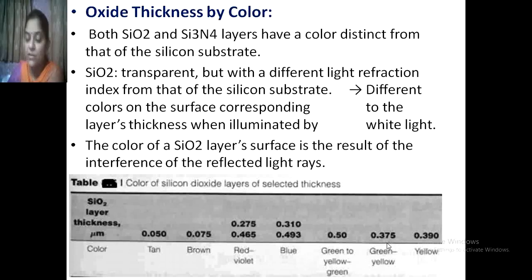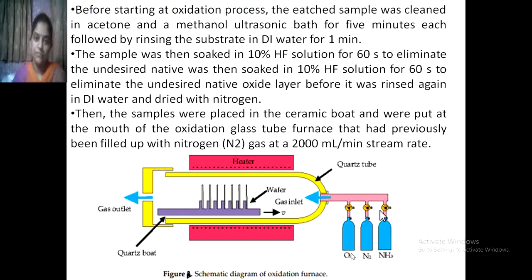At 0.375 it is green-yellow, and at 0.390 it is yellow. So the color of the silicon dioxide layer varies according to the thickness. It will give you tan, brown, red, violet, blue, green, yellow-green, green-yellow, and yellow.